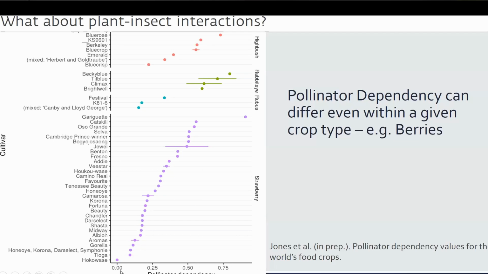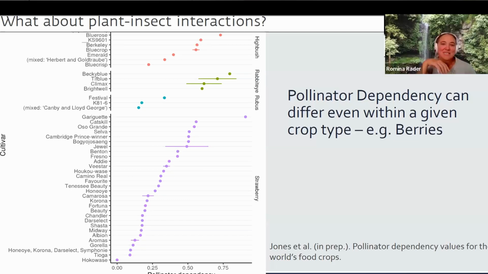So when you've got 0, it means that this particular cultivar doesn't really need pollinators. And when you've got up the higher end, up to 100%, these cultivars do need pollinators to provide good quality fruit. So you can see the huge variation in strawberry, where different cultivars actually differ in terms of their pollinator dependency. And it's the same with highbush, and the same with rubus, and the same with rabbit-eye. So we need to understand that cultivar level pollinator dependency if we're going to optimize production and optimize the bees in the system.